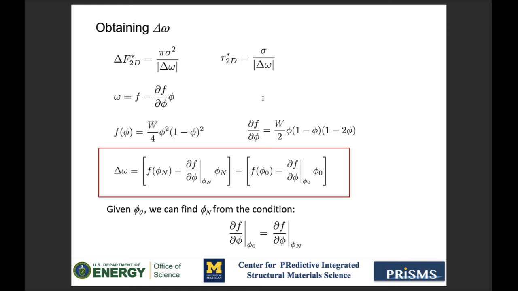For delta omega, we can just calculate it using the bulk part of the free energy. And the resulting expression is the one enclosed in the red box. But we also need to know the value of phi n, which, if you remember, is the composition of the nucleus. And that composition can be calculated using the equation at the bottom, which states that the chemical potential of the original phase and that of the nucleus should be the same.